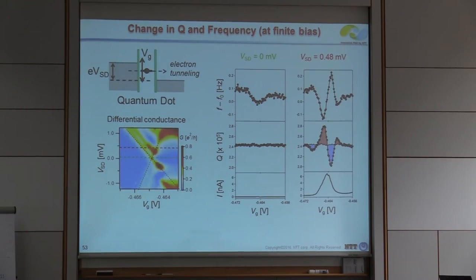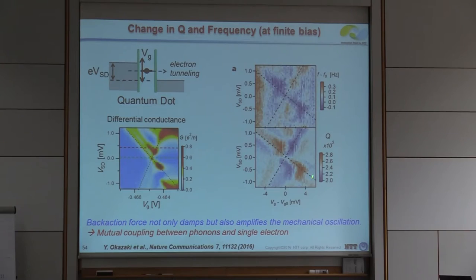But a difference is observed when you apply a finite source drain voltage. You can see a larger modulation in the frequency, and also the quality factor is drastically changing. And especially you see an increase in the quality factor, which corresponds to the amplification of this mechanical resonance by using this single electron transport. So this is a very nice result. The change is not so large, but you can clearly see the back action effect induced by this quantum dot zero-dimensional system.